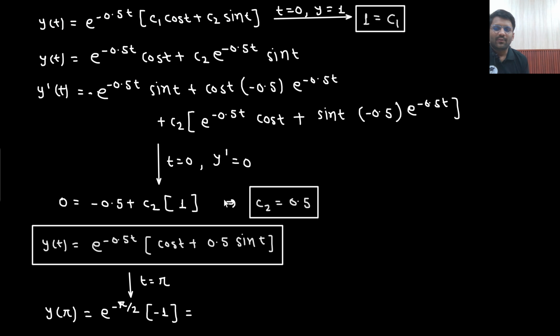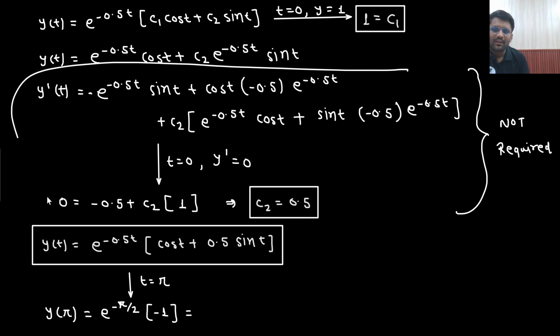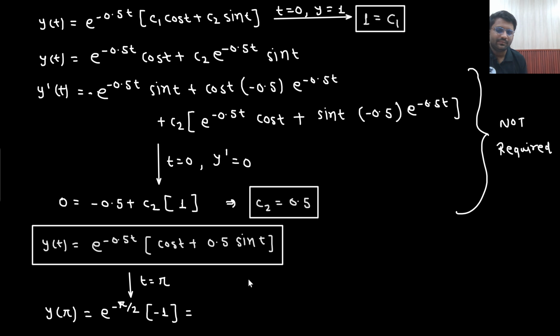If I was smart enough, I would not be doing this calculation. This was not actually required. Why was it not required? Here, doing this calculation, you find out the value of C2. Is the value of C2 required here? If I would have put e to the power minus 0.5 t, C1 value is 1, cos t plus C2 sin t, and I need to check the value at t equals to pi, sin pi will be 0, so this term would be gone. So this calculation was not even required, if you were smart enough.